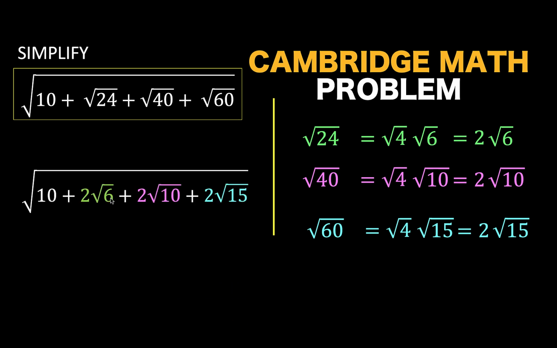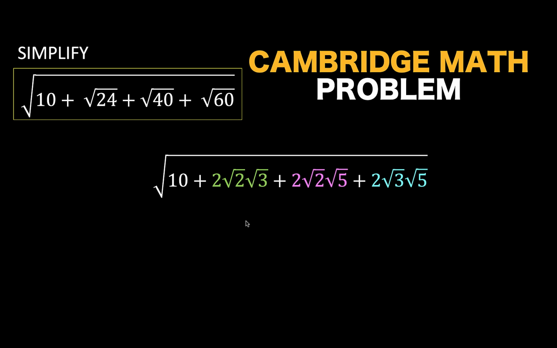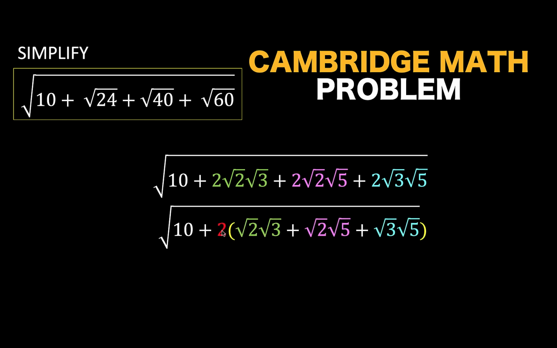Then notice that square root of 6 can still be rewritten as square root of 2 times square root of 3. This square root of 10 is equal to square root of 2 times square root of 5. And this square root of 15 is square root of 3 times square root of 5. Next, notice that we have a common factor 2 here. So let's factor out that common factor 2.